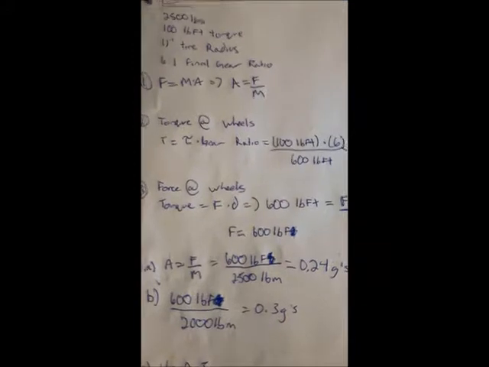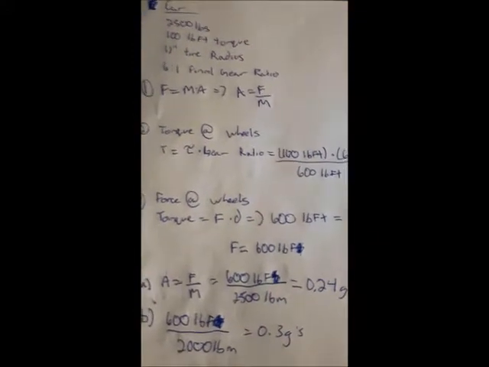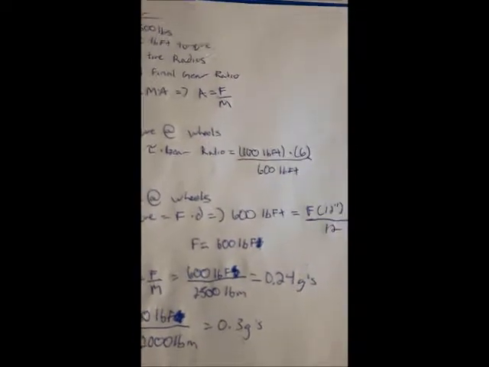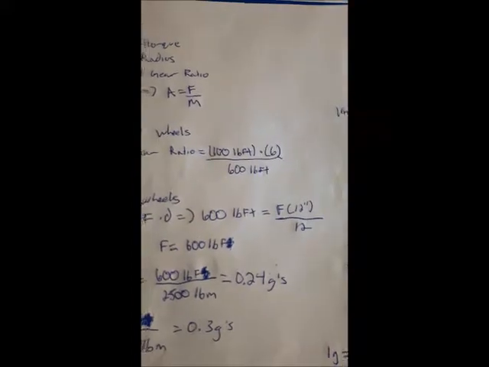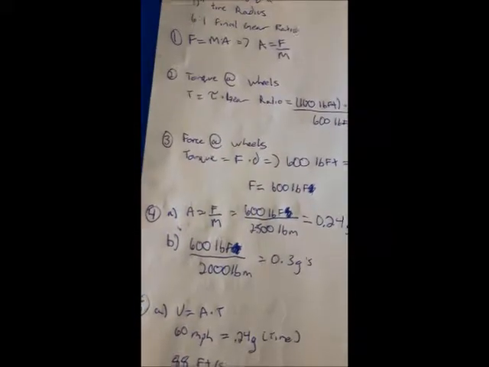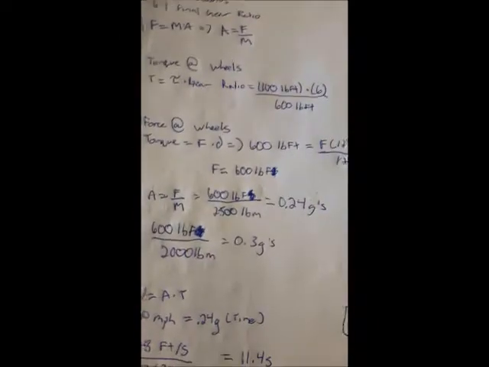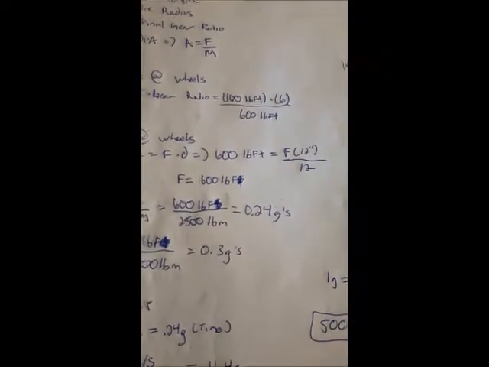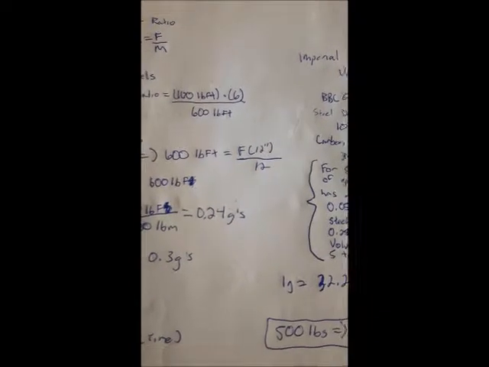Your torque at the wheels is equal to your torque times your gear ratio. So you have 100 pound-feet of torque times your gear ratio, which is 6. So you have 600 pound-feet. Your force at the wheels: torque is equal to force times the diameter of your wheel. So you have 600 pound-feet is equal to your force times your diameter, which is 12 inches.